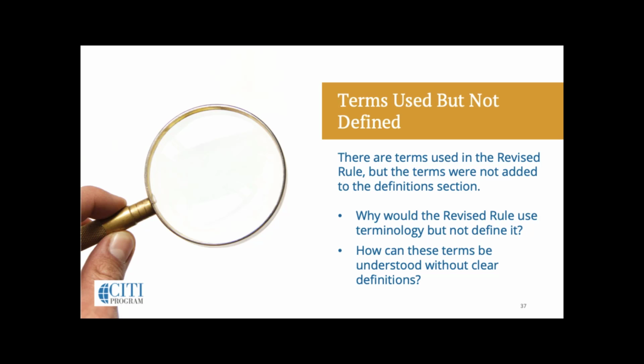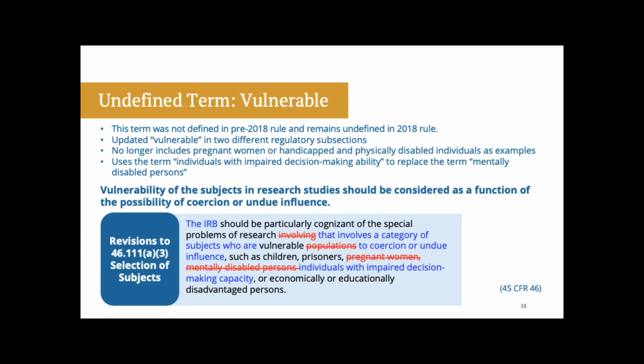There may be clues in the context of the regulation when the term is used, how it is used, and sometimes an explanation is provided. Also, federal guidance can help provide direction on how to understand and comply with undefined terms in research practice. The definition of vulnerable is not included in the definitions section, but it has been updated in both 46.107, the IRB membership requirements, and 46.111, the criteria for approval of research.